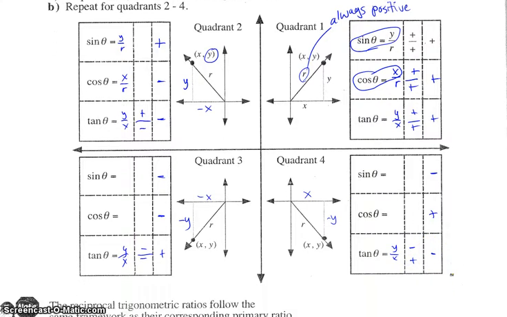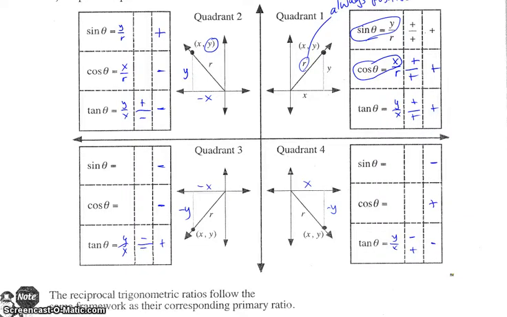Okay, so you can use the CAST rule if you want, but really after we finish going over the unit circle, it really won't be an issue. You'll remember what is positive and negative in what quadrant because it will all run together. So let's look at an example and how to put this to work.